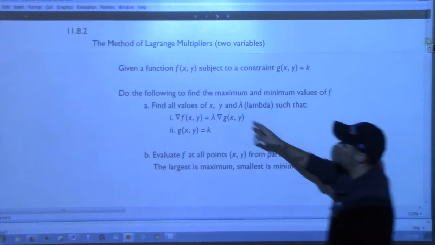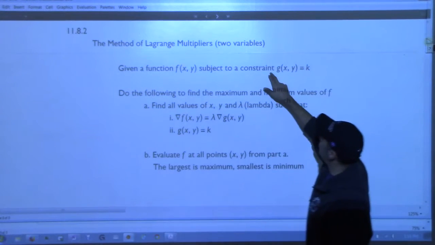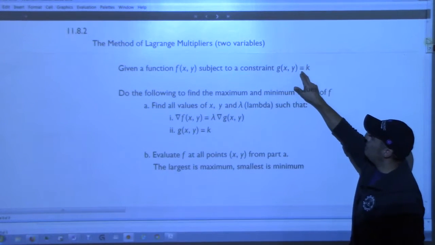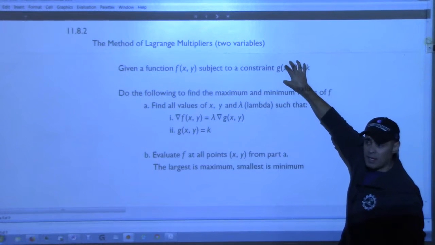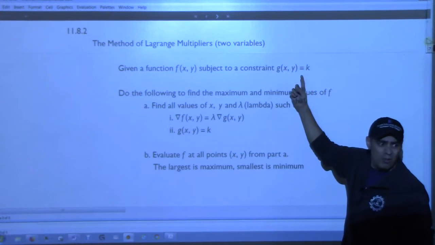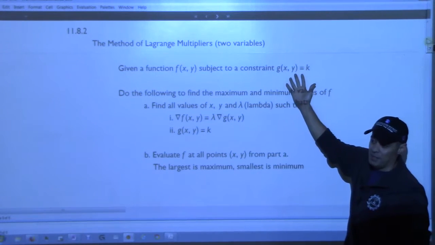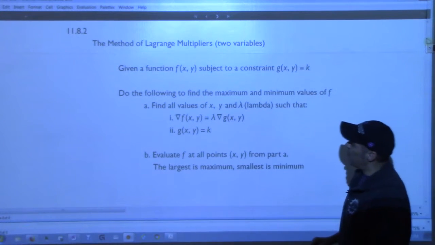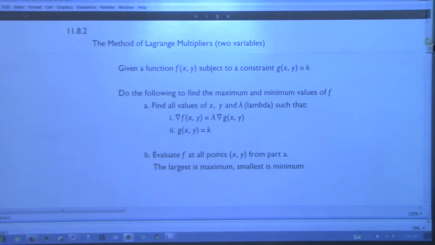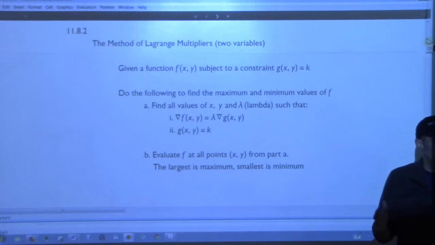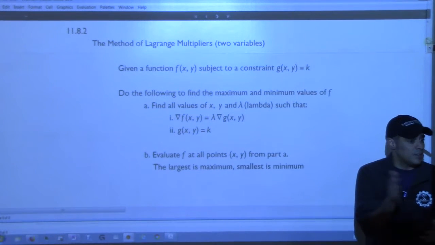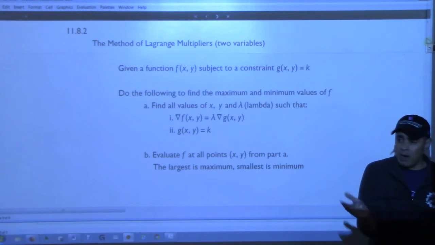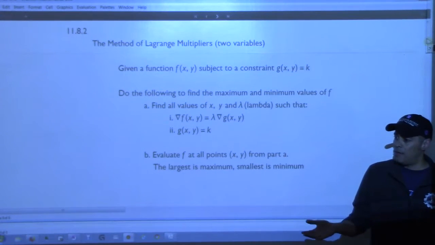So here it is. Given a function of two variables, subject to a constraint, g of x, y equals k. So there's our equation in two variables. Maybe it's a circle, maybe it's a line, who knows what this is. This is some constraint. Then here's how we find the maximum and minimum values. We just need to figure out where those gradients are parallel. Wherever those gradients are parallel is where we're going to have a max or a min.